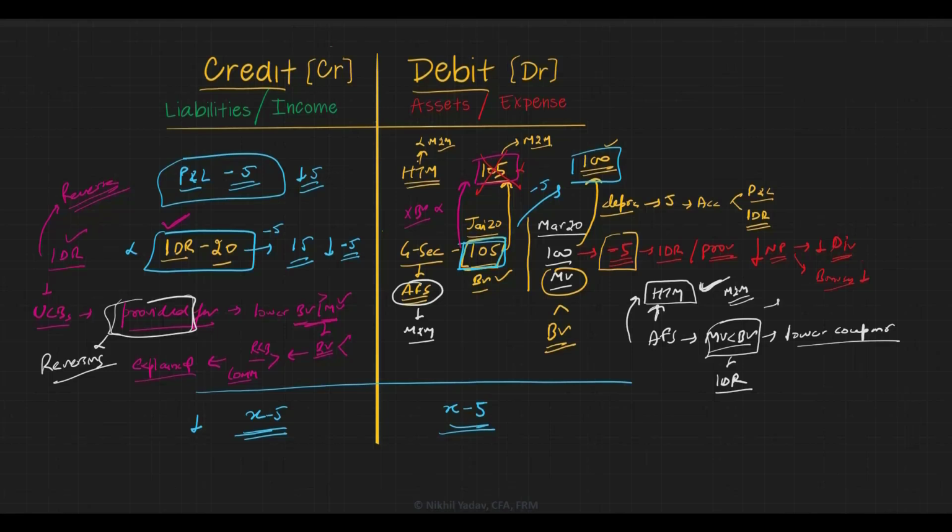Certainly, this is against the spirit of the circular. The very reason we are saying that the shifting from AFS to HTM should happen at the lower of two values is so that the banks are not able to escape this requirement of IDR.